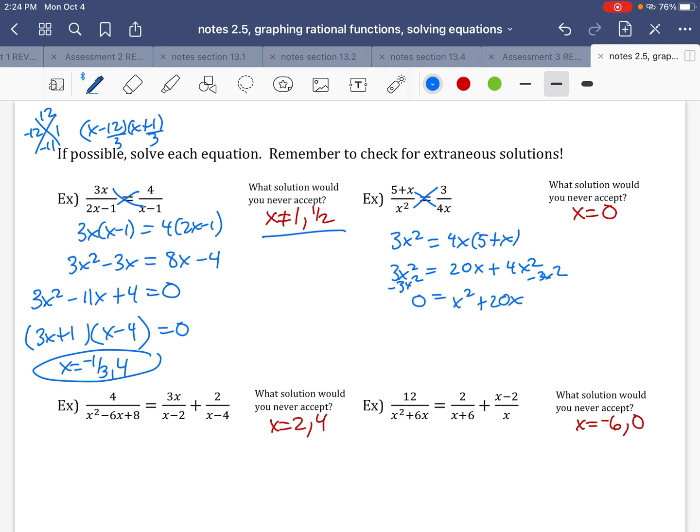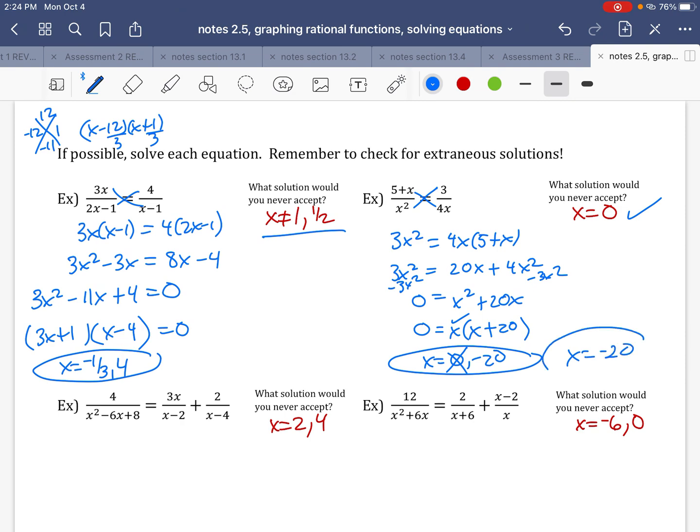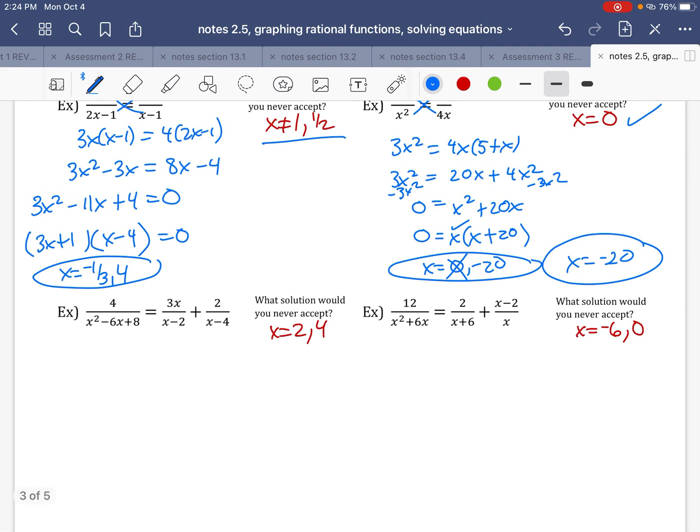Leaves me with x squared plus 20x equals 0. So let me factor out an x, and then I have x plus 20. All right, so my answers are 0, because that's what this guy produces, and then negative 20. So that is, oh, wait a minute. 0 is not acceptable, so I will cross him off. The only answer to this problem is negative 20.